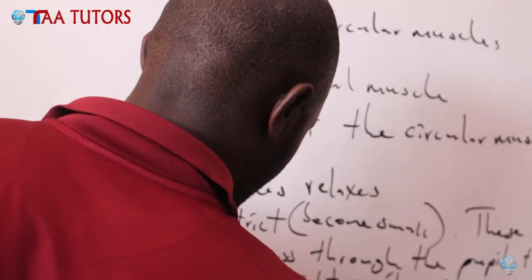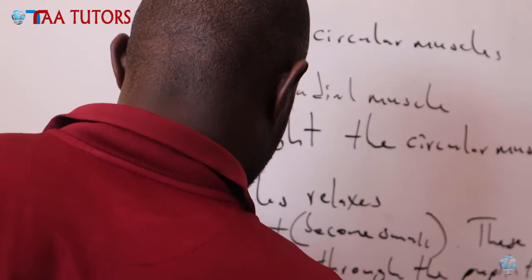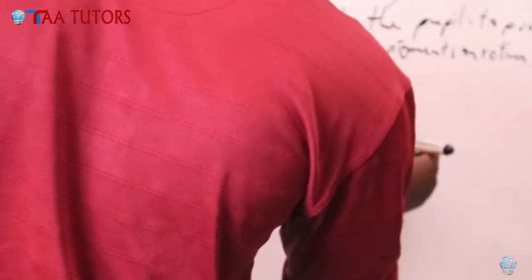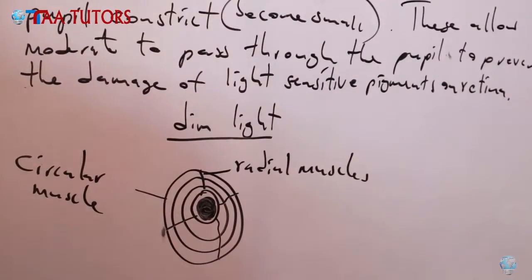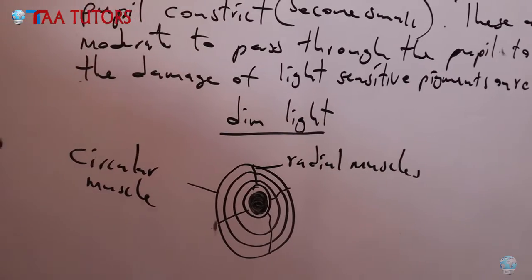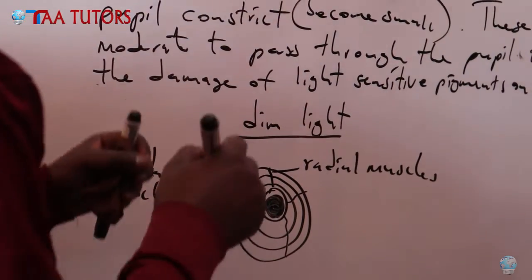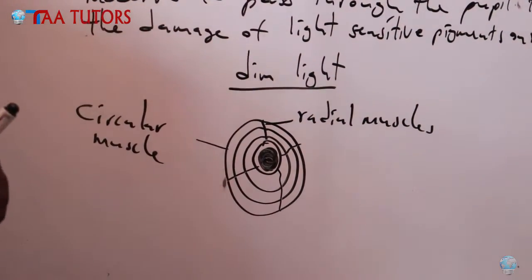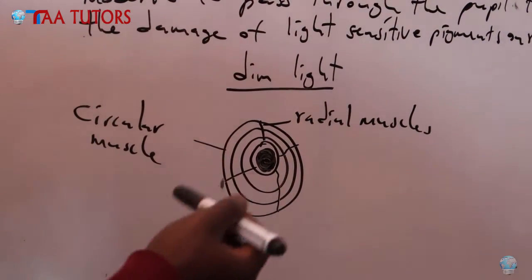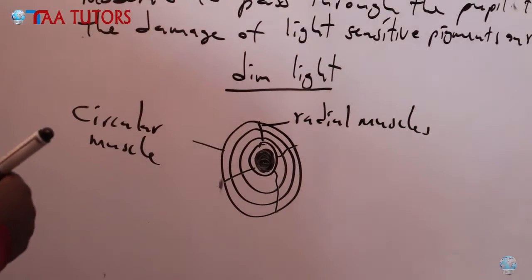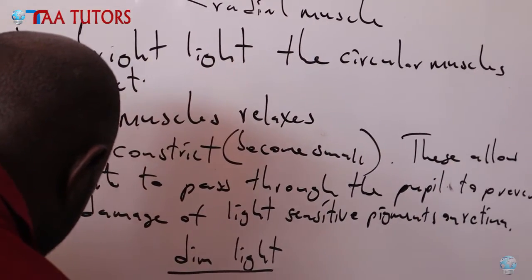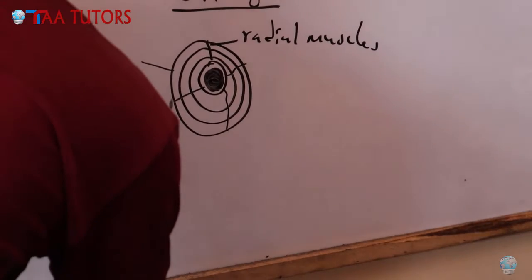We have got these other muscles. These ones we call radial muscles. So these are the two muscles that we have. Now these particular muscles are the ones that control the size of the pupil. So this time, they are going to behave in the opposite manner to how they behaved when the light was bright. So circular muscle, what will happen to it in the dim light?